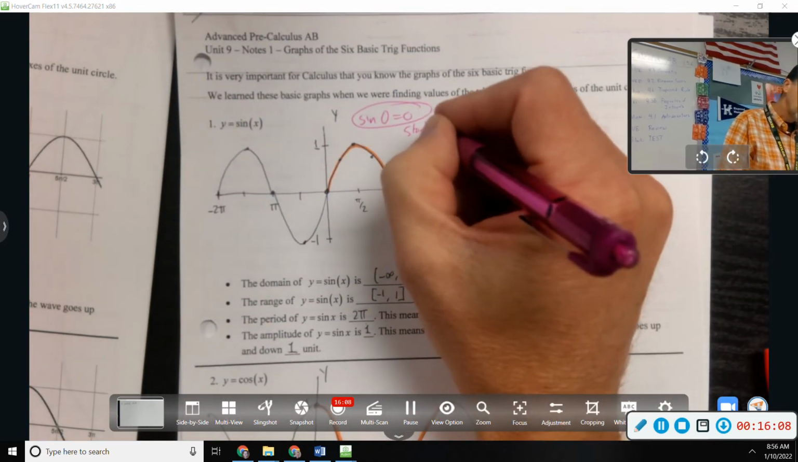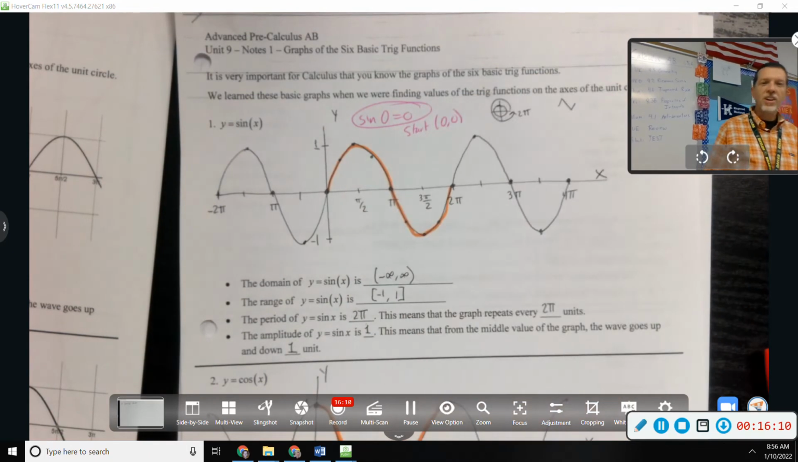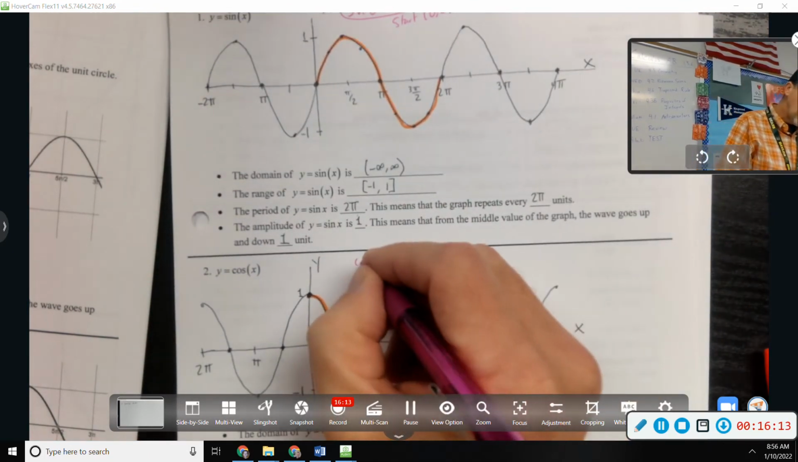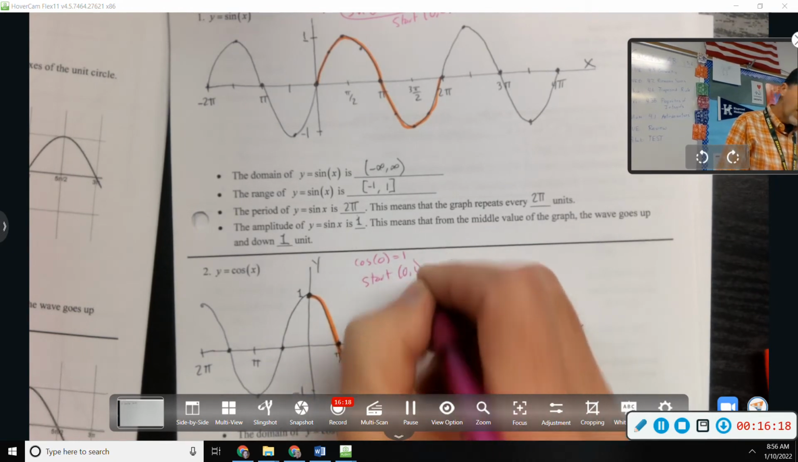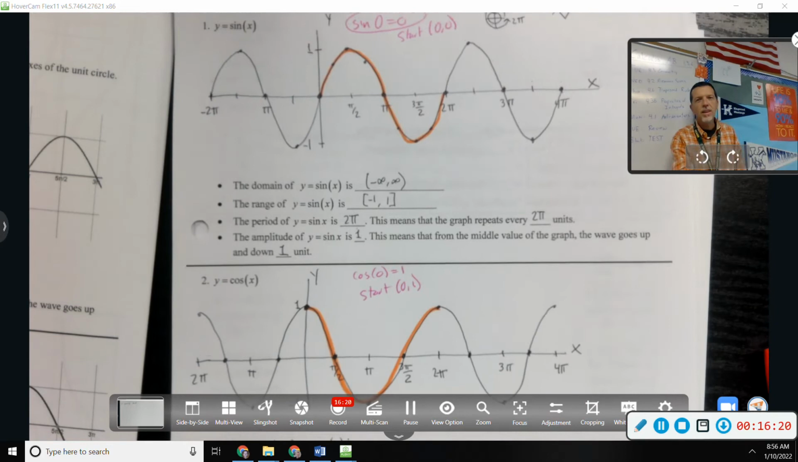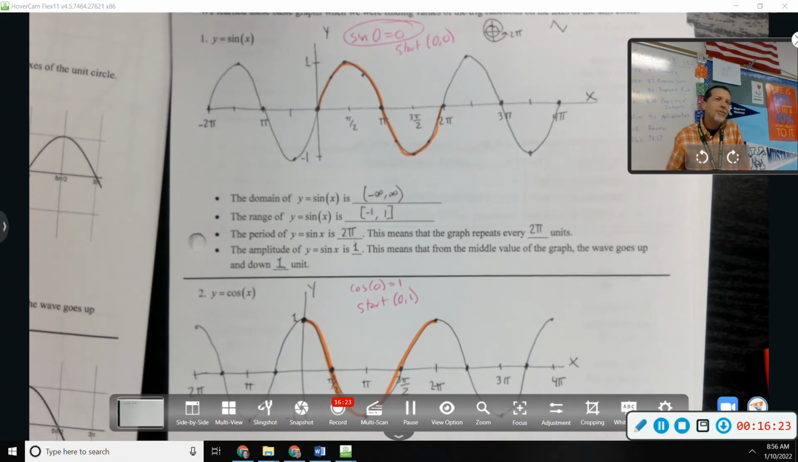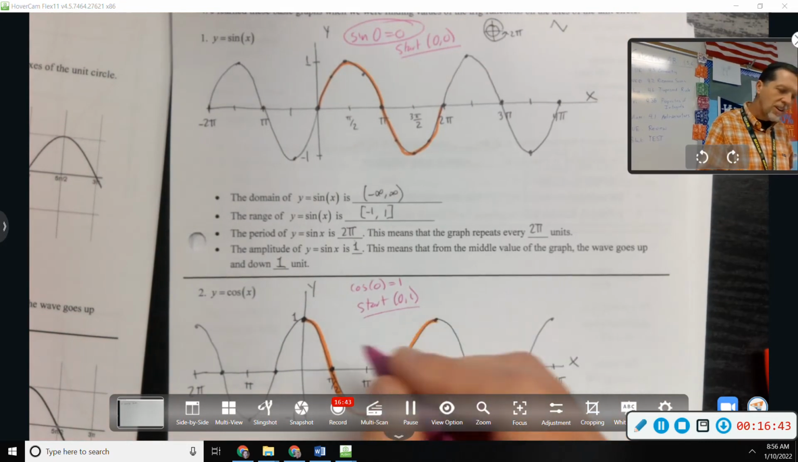So we'll start at 0, 0 for sine. For cosine, the cosine of 0 is 1, so you start your graph at 0, 1. After that, they both look the same, right? If you took the XY axis off, the pictures would look the same. They have the same shape. One is just scooted over from the other. So a big thing is knowing where they start, because if you know where they start, you can just follow the pattern after that.